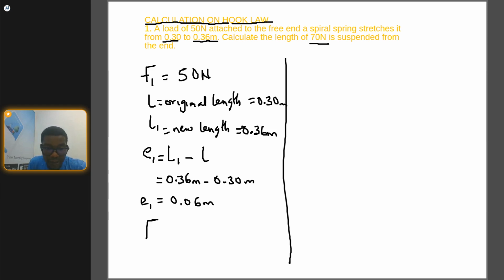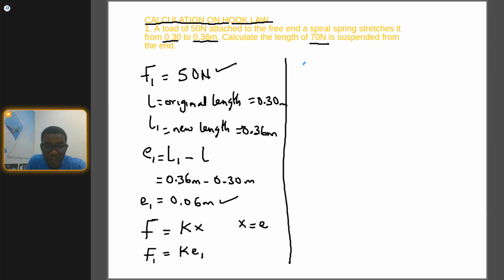The general formula is F equals Kx, but I'm not going to use x this time around because I want to use x to be extension e. x is distance and it's the same thing as extension. So I will say F equals Ke. Now, for the first one, we have F1, E1. But K is a constant, which we do not know. We need to solve to get the value of K by substituting the force and substituting the extension.